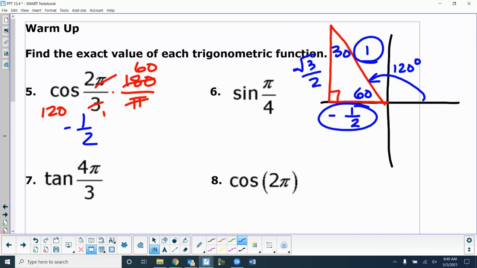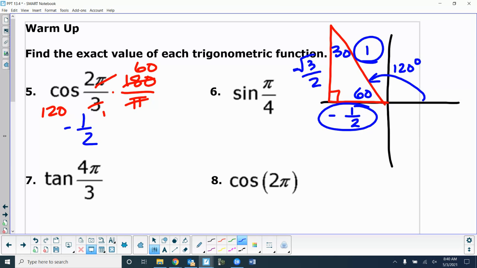Okay? And that's how we're doing 10 through 21, the rest of it. We're figuring out where to draw our picture, and then we just do whatever it's asking. Okay? Sine, cosine, tangent, or cosecant, secant, or cotangent. So number 11 comes out to be 1. Number 12 is negative the square root of 3 over 3. 13 and 14 are both negative the square root of 2 over 2. 15 is positive the square root of 3. Any questions 10 through 15? Any of those you want me to go over?